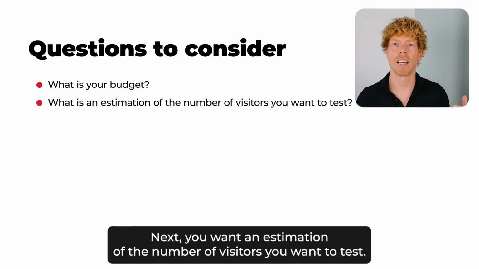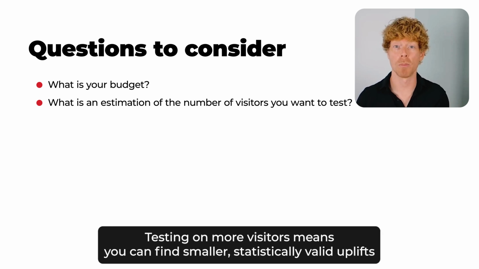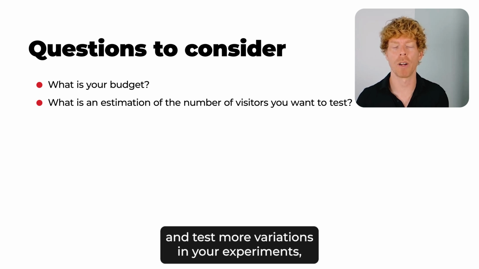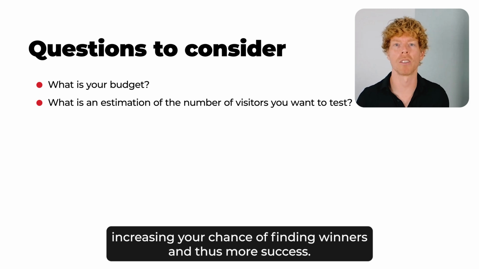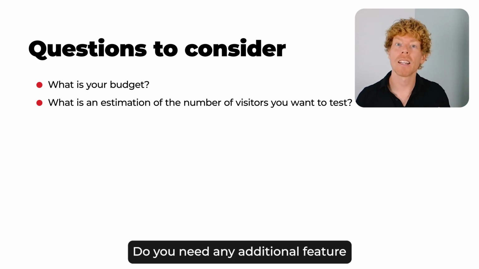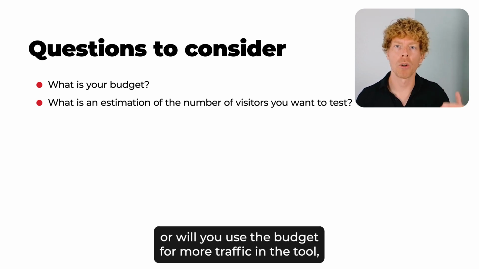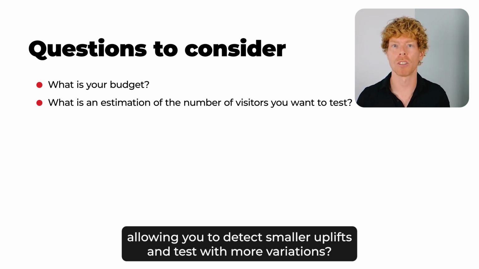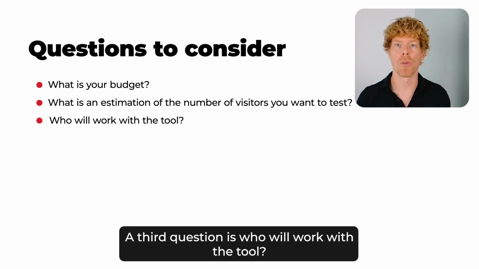Next, you want an estimation of the number of visitors you want to test. Testing on more visitors means you can find smaller, statistically valid uplifts and test more variations in your experiments, increasing your chance of finding winners and thus more success. If you have a lot of traffic, this is an important trade-off. Do you need an additional feature? Or will you use the budget for more traffic in the tool, allowing you to detect smaller uplifts and test with more variations?